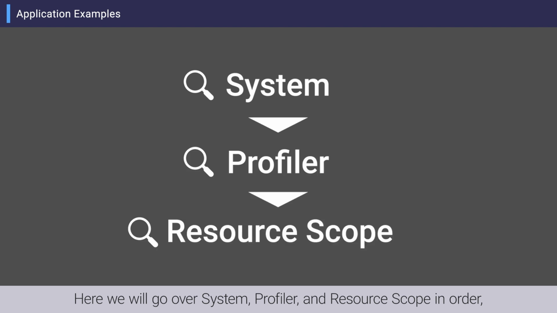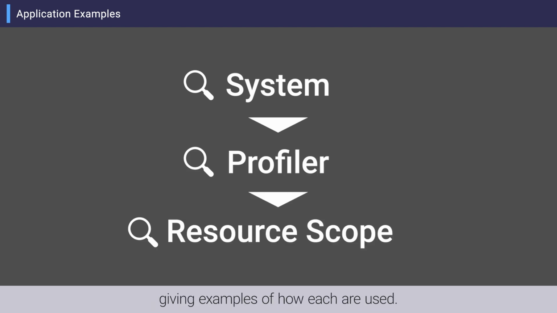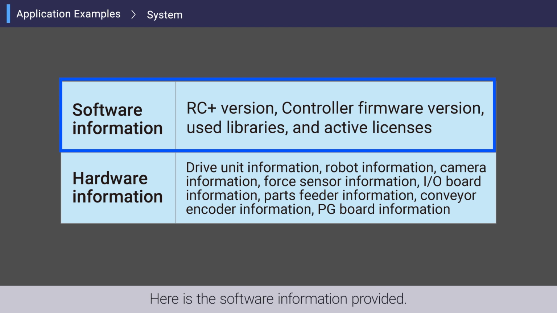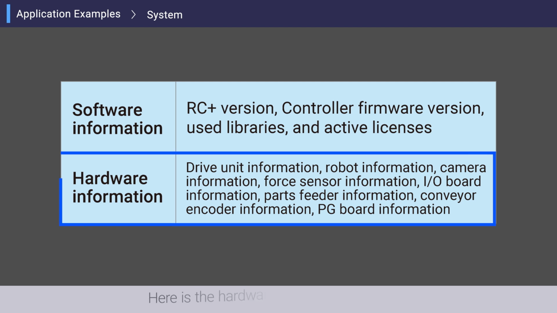Here we will go over System, Profiler, and Resource Scope in order, giving examples of how each are used. System displays information regarding the software and hardware used by the current system. Here is the software information provided. Here is the hardware information provided.